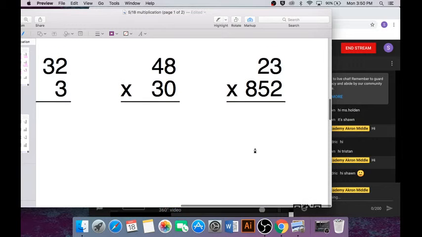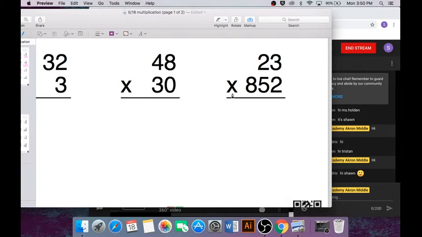Okay, these are our last 5. So now we have 23 times 852. So we start with 2 times 3, which is 6. And then 2 times 2 is 4. Okay, now we're going to move to our 5. So we're going to put down 0 to hold our place.